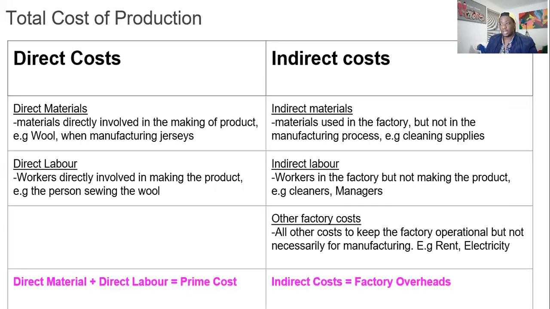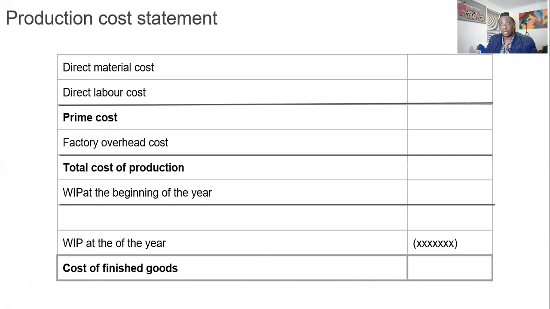So things like rent: you have to pay rent, but rent does not produce goods. Electricity: you have to use electricity in the factory, but electricity does not make goods. Insurance does not make goods, but it is necessary to have a functional operational factory. All right. And then moving on to your production cost statement, this is what it looks like.